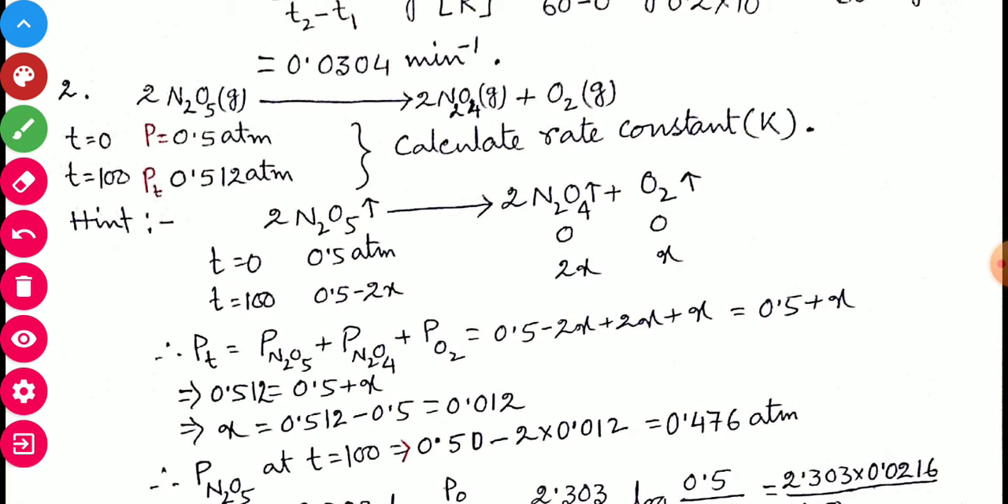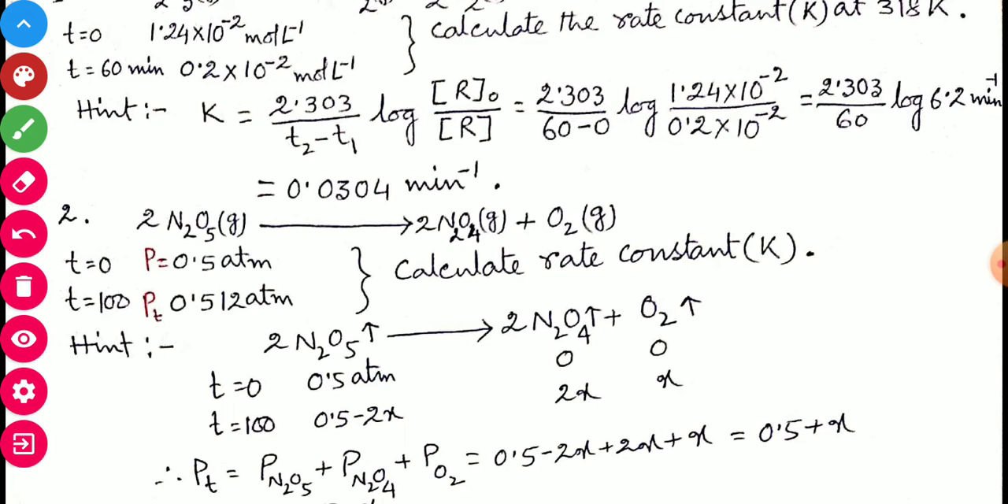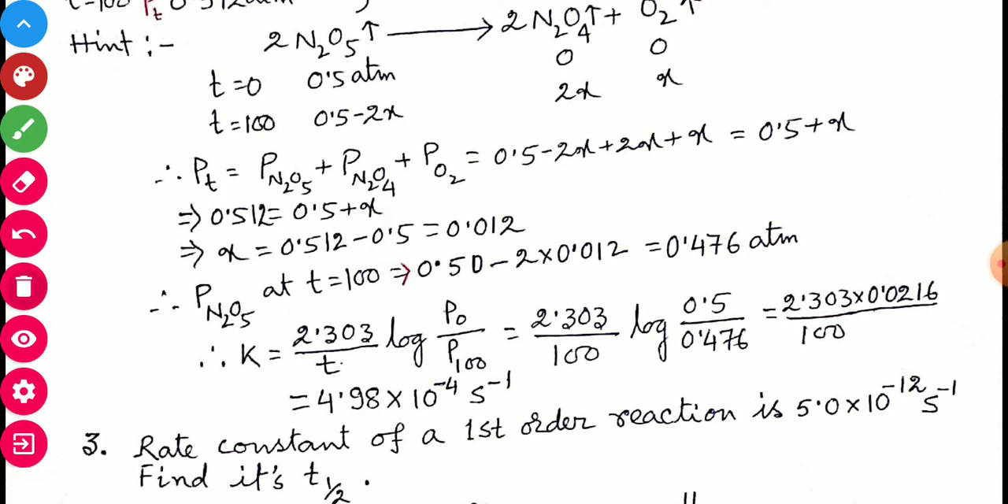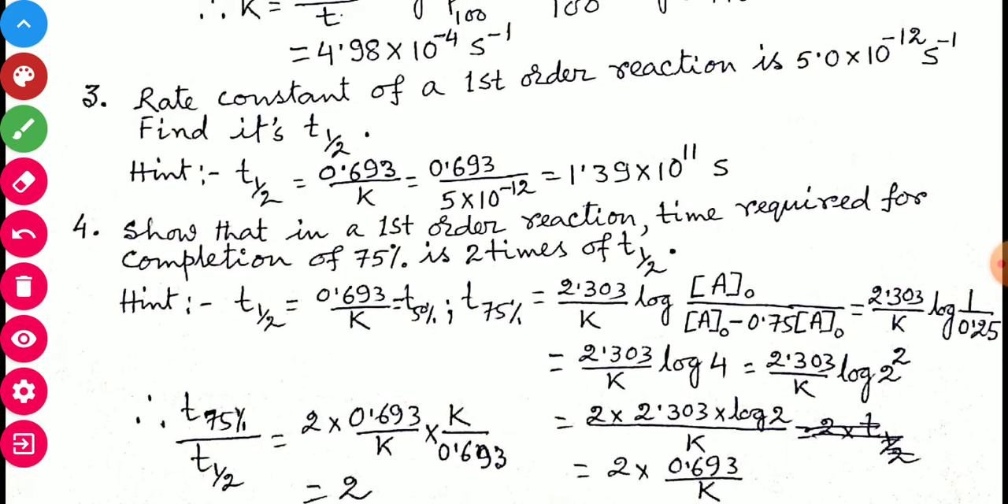Now, for gaseous reaction, the calculation is a little different. We will use the formula k equal to 2.303 by t log P naught by P t. So from the data we put the values and get the answer as 4.98 into 10 to the power minus 4 per second. Question number 3. Rate constant of a first order reaction is 5 into 10 to the power minus 12 per second. Find its t half. Hint is given. t half equal to 0.693 by k. Putting the values, you will get 1.39 into 10 to the power 11 second.